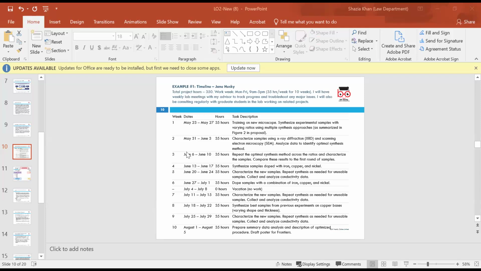In the 8th week, she synthesized the best samples. Then in the 9th week, she categorized the new samples. And then finally, she prepared a summary data analysis and description of the optimized results.